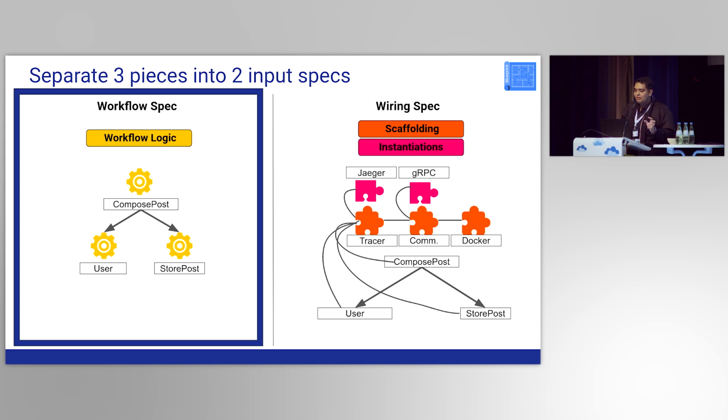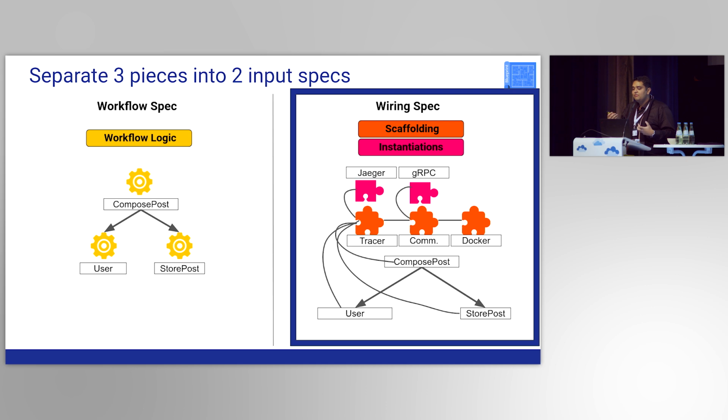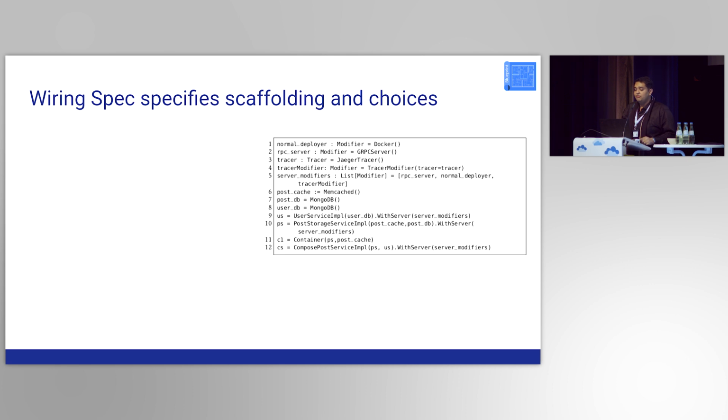Now that we have that, we can use a wiring specification abstraction to describe the various scaffolding and instantiation components that one would like to apply to their workflow. The wiring specification declares instances, which can then be connected together to define the topology of the application.